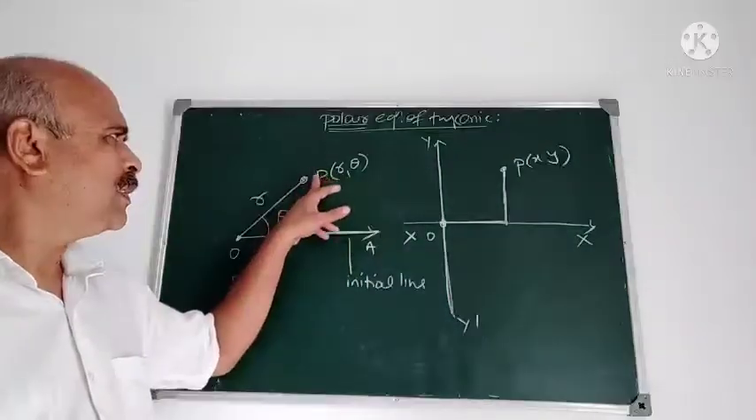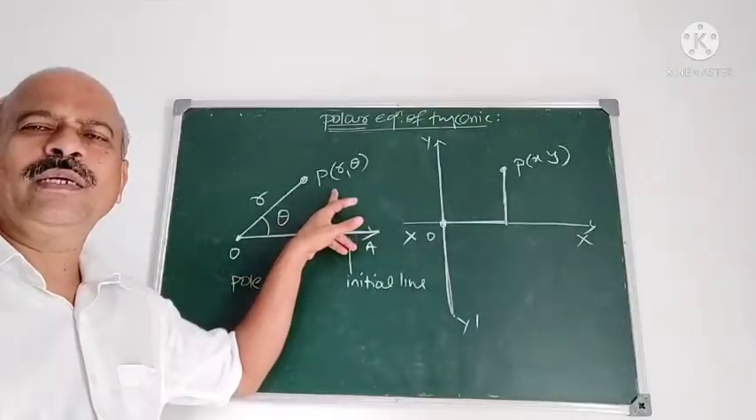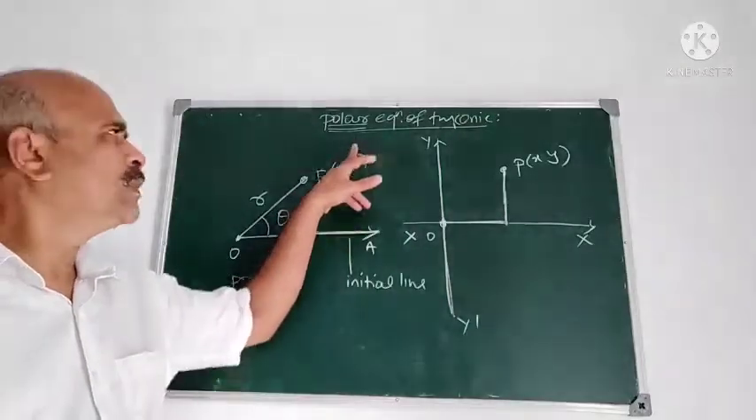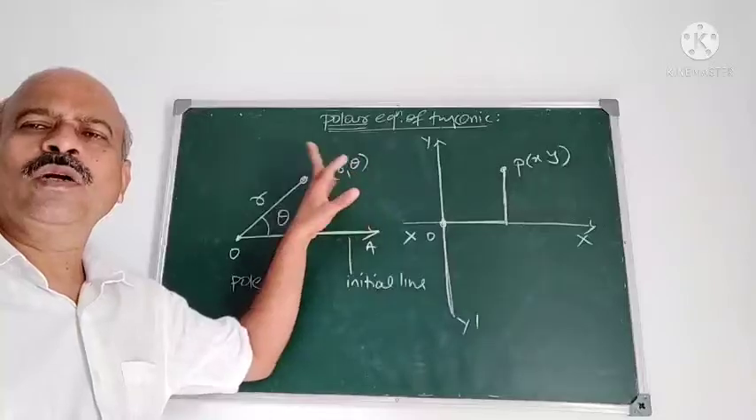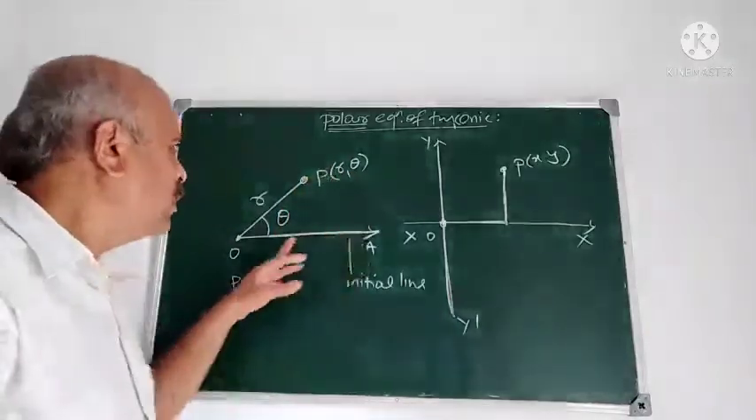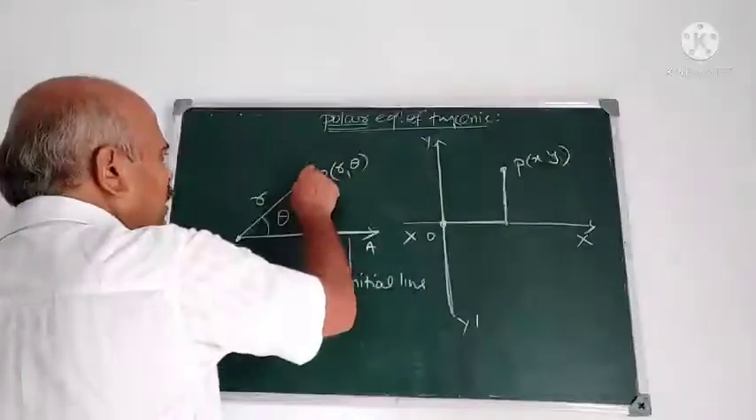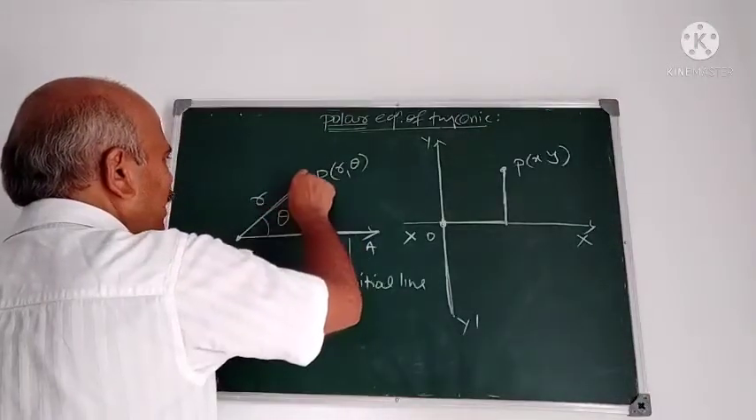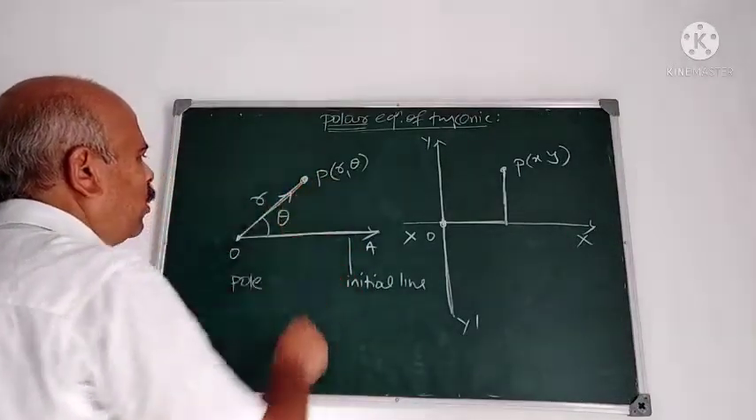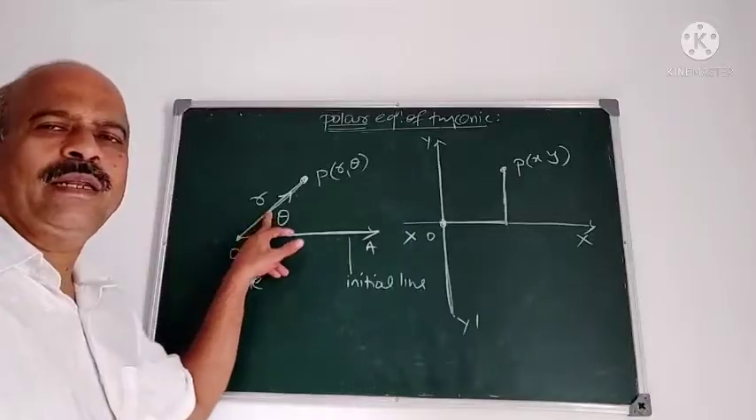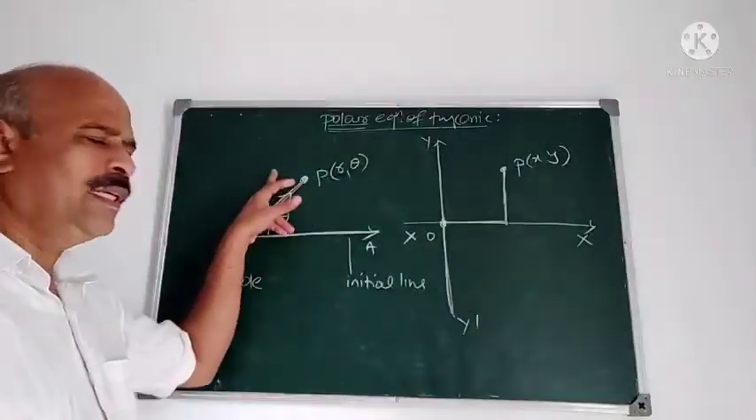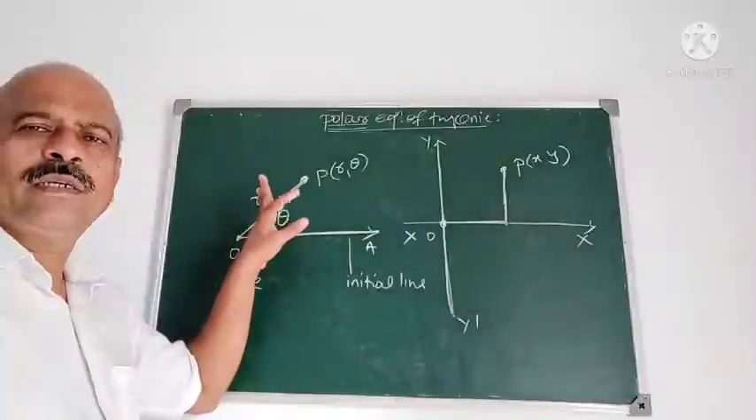And if we express the equation of the locus of that point in terms of r and theta, then it is called the polar equation of the locus of the point. Now, P (r, theta): r is called the radius vector. It is measured along the line bounding the vectorial angle, and theta is measured in the anti-clockwise direction.